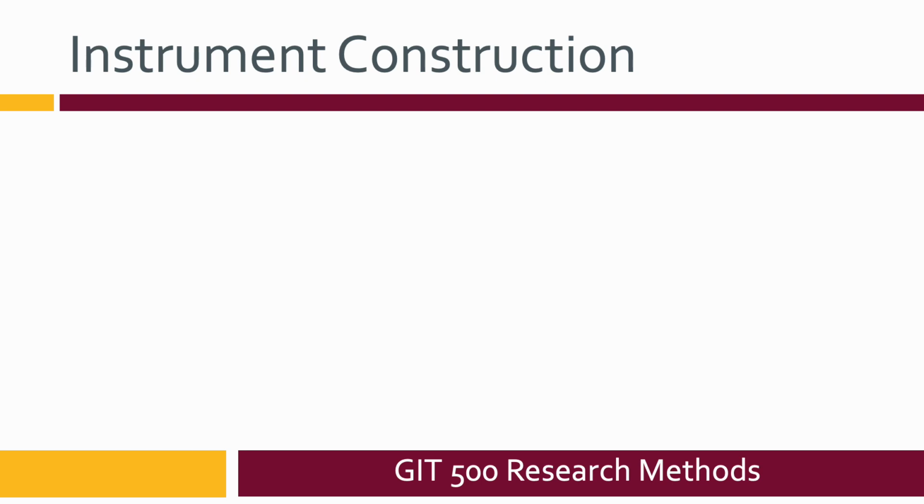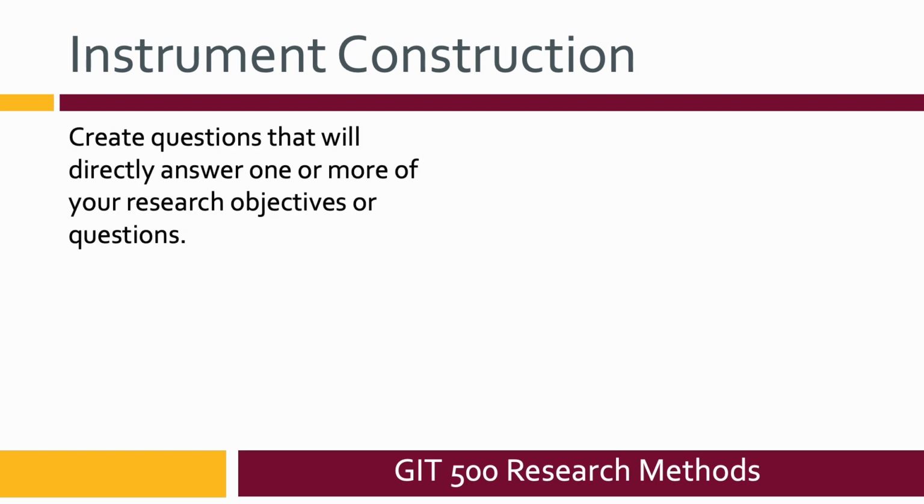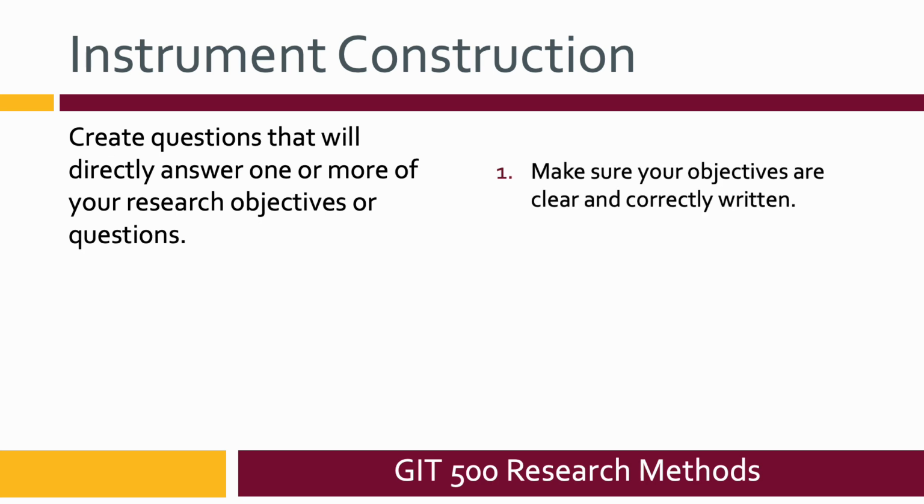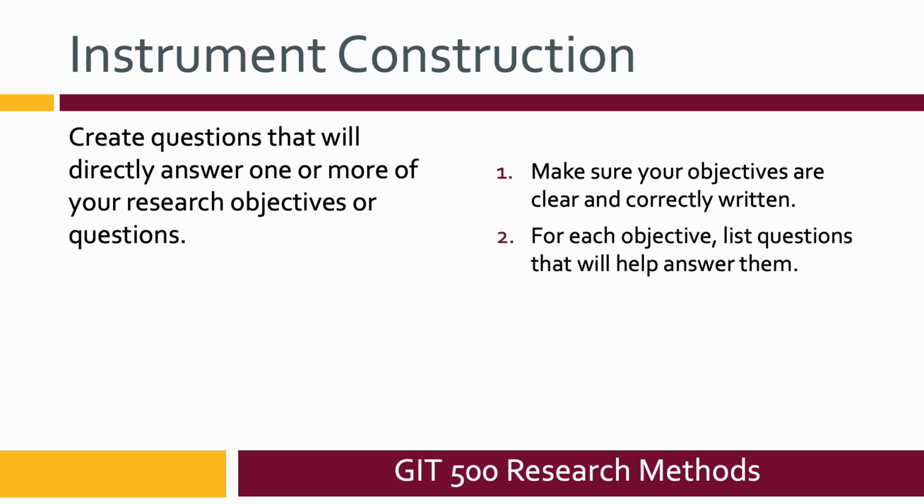So when you're creating your instrument, you want to create questions that will directly answer one or more of your research objectives or questions. You need to make sure that any question in there really relates directly to your objectives. Demographics are a little different, but every other question should be specific to one or more of your objectives or questions. So make sure your objectives are written clearly and correctly.